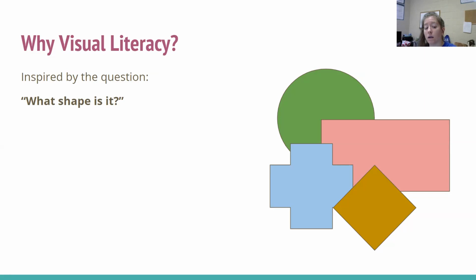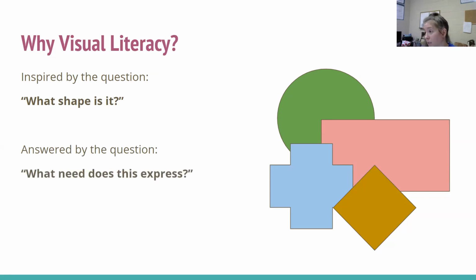And so I started thinking about that question, what shape is it? And then I thought, well, maybe it's not so much that the students don't know or they don't have the ability to identify it. It's maybe just what does this need express? Maybe there needs to be more language and conversation about shapes and visual elements so that students do have more access to that information when it's time to recall it.